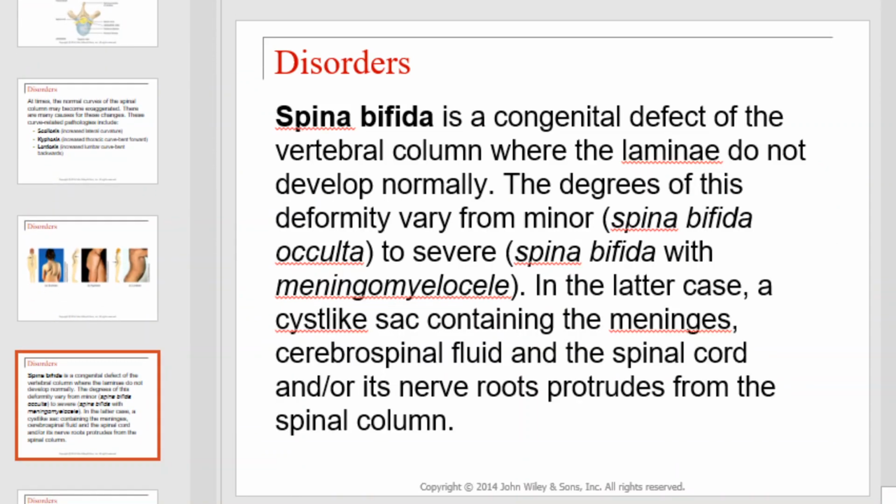And finally, we have spina bifida. Spina bifida is a congenital defect of the vertebral column where the lamina do not normally develop. The degrees of this deformity vary from minor to severe. In the latter case, a cyst-like sac containing the meninges and cerebrospinal fluid and the spinal cord and/or its nerve roots can protrude from the spinal column.